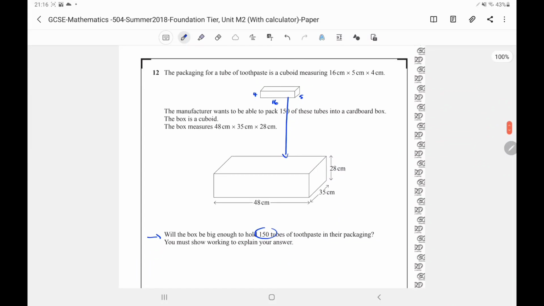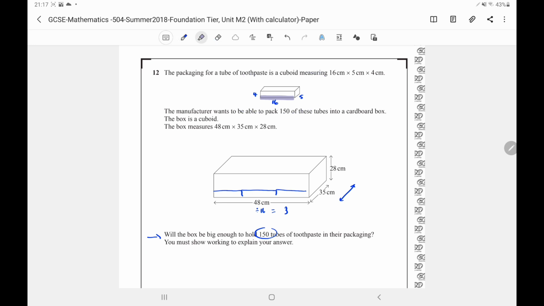So like I said, there's a couple of ways you can do this, and the mark scheme has 2 different ways as well. So one of the ways that you might think is, okay, well, let's look at the smaller box. The smaller box is 16 in width. So how many 16s will fit in here? Well, if you do 48 divided by 16, you get 3. So we're actually going to fit 3 boxes along the front.